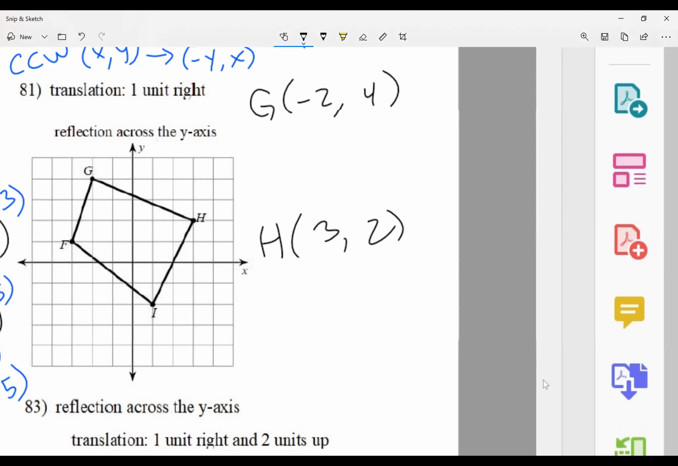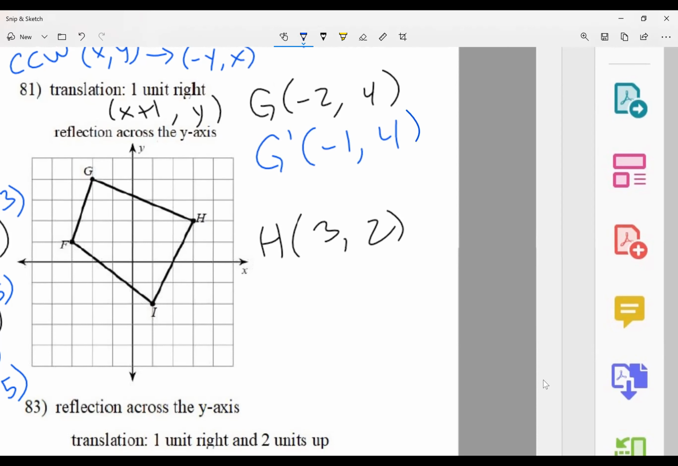First of all, let me move 1 unit right. I can easily see it on the picture, right? I can move 1 unit right. I remembered the notation is x plus 1, because that means 1 unit right, and leave the y by itself. So if I was going to do G prime, I'm going to have (-1, 4). If you notice, all I did was add 1 to the x value. That's pretty much it, and I left the y by itself. If I was looking at H prime, my answer would be (4, 2).